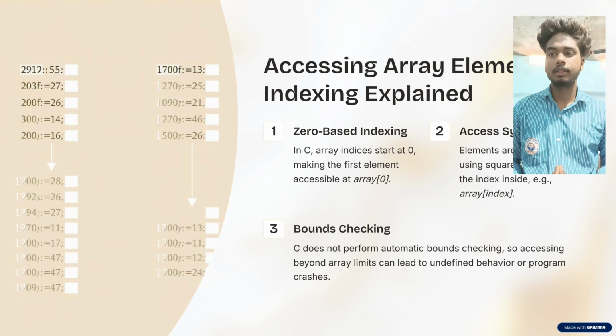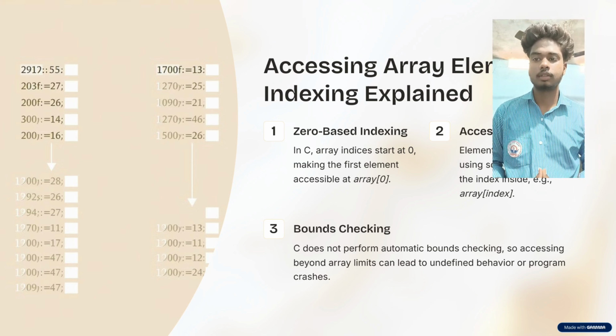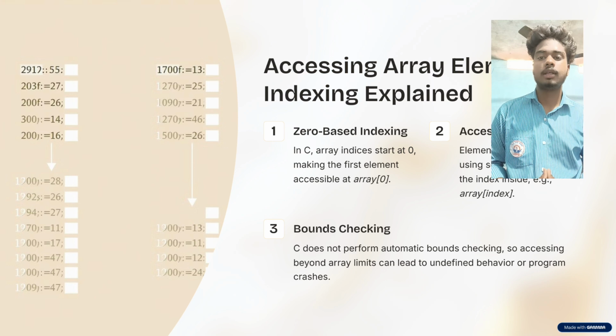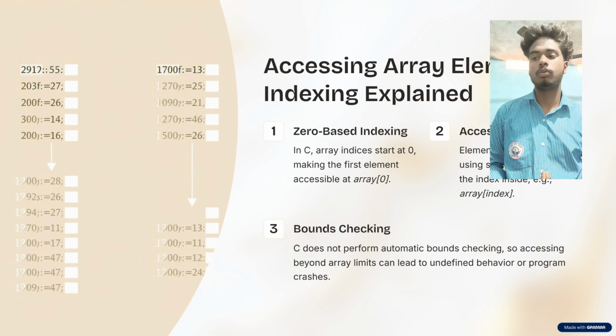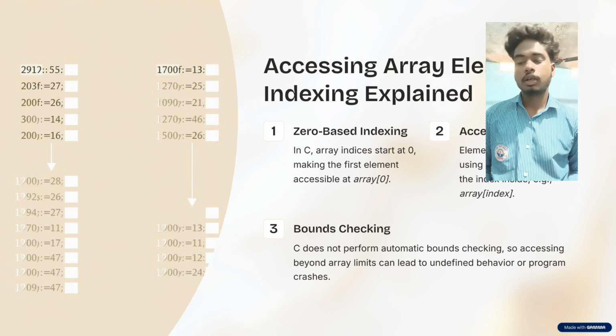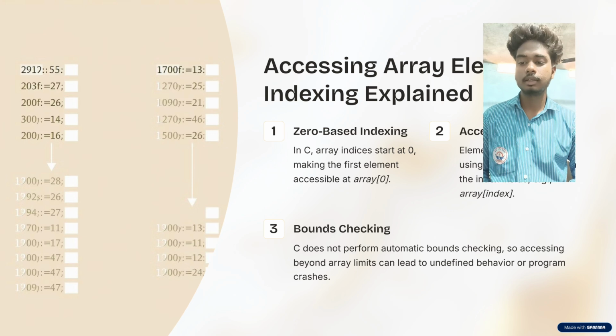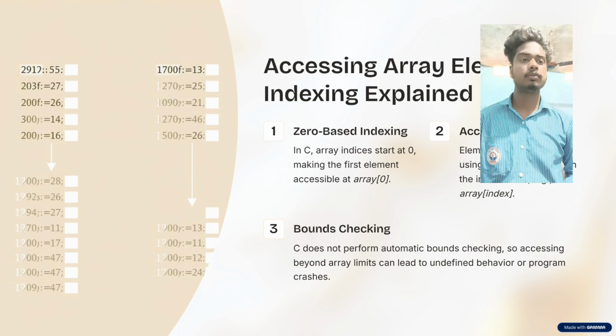Accessing array elements, indexing explained. Zero-based indexing: the first element is at index 0, not 1. Accessing syntax: use brackets, array[0], array[1], etc. Out of bounds risk: accessing outside the valid index causes undefined behavior. Let's move to the next slide.